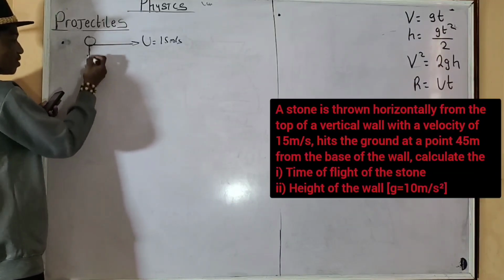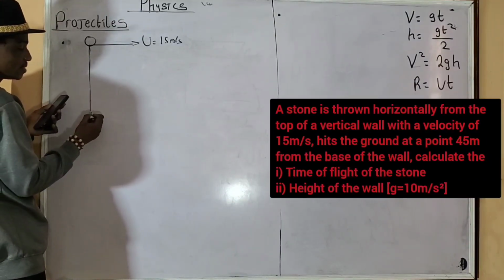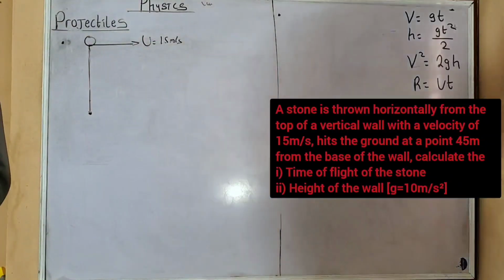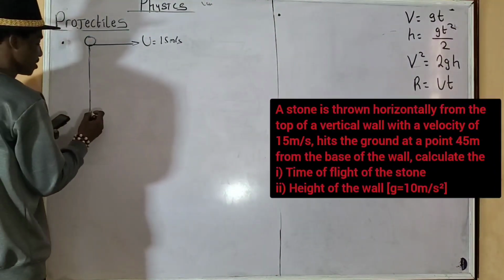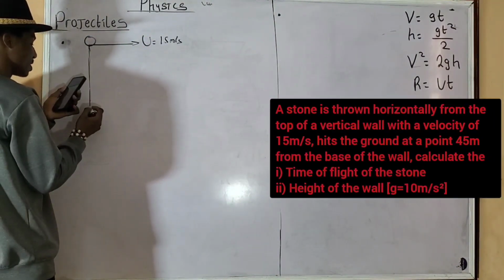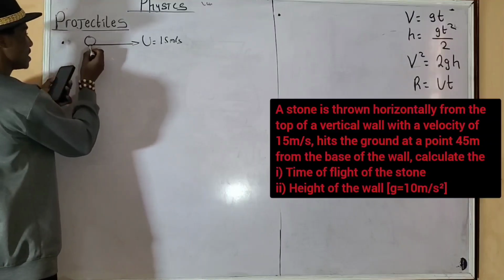Now this is the wall. This is the base of the wall. Okay, let me change this marker. This is the base of the wall. Okay. Now, so the distance is what? The distance where the stone hit the ground.